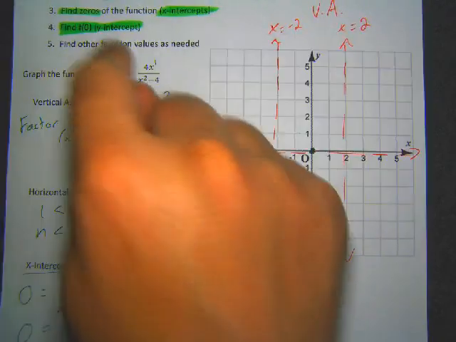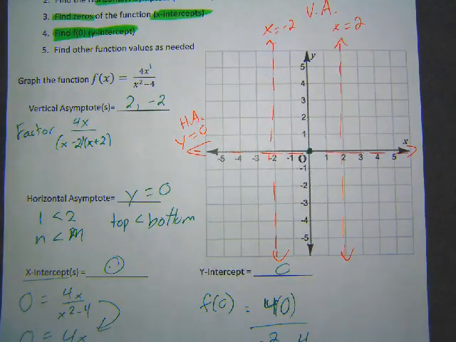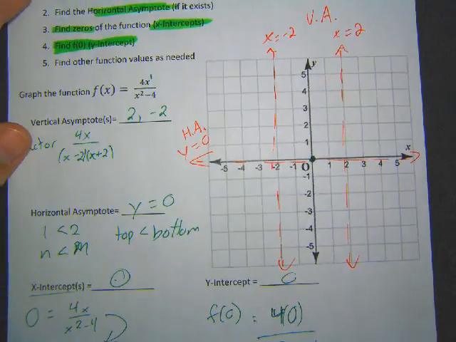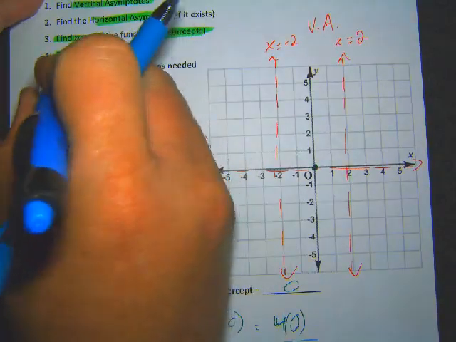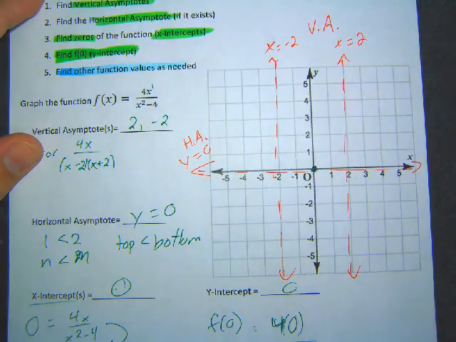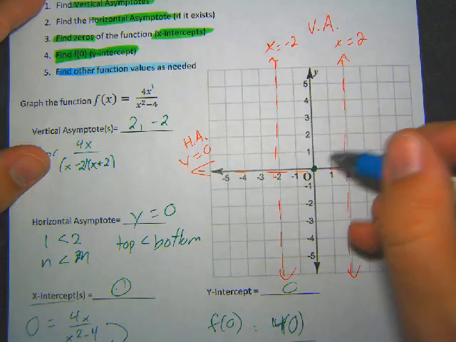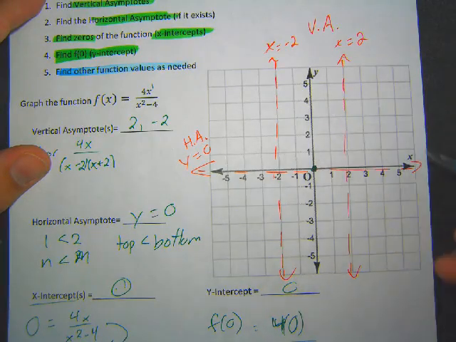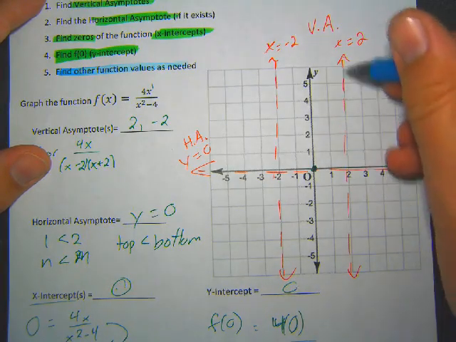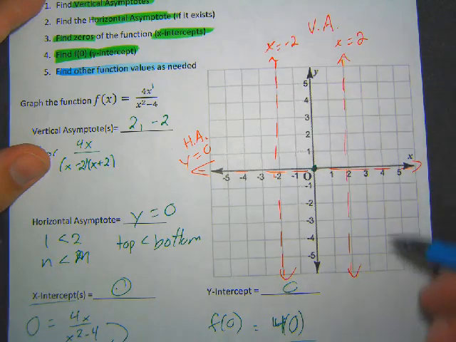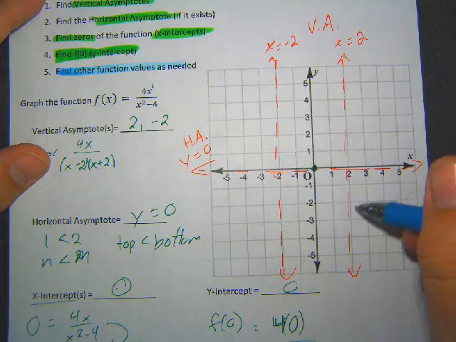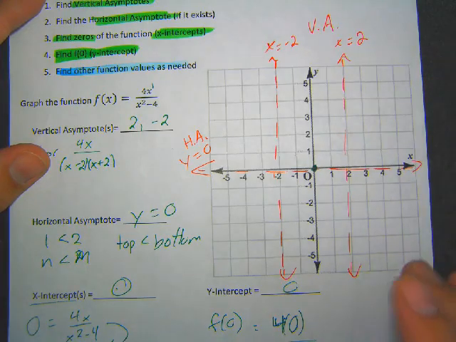We're going to have to find some other function values. So we're going to have to plug some other numbers in and see what happens. So what I would probably do if I was working on this one is find other function values. And basically, I'm going to look and see what happens in between these different lines. Because I know when it gets close to these vertical lines, it has to go up forever or down forever. So I got to figure out what's going to happen there. Is it going to be above the line or below the line?